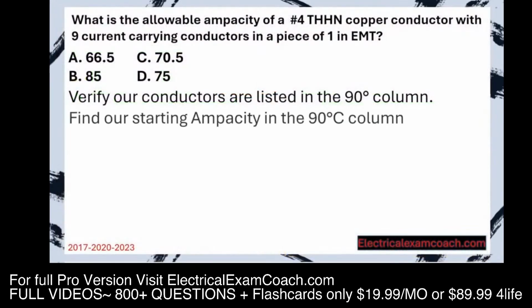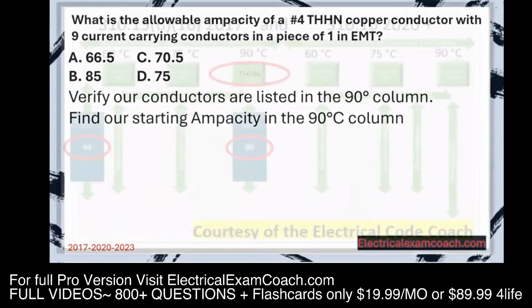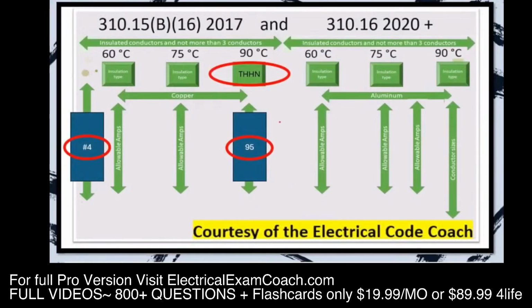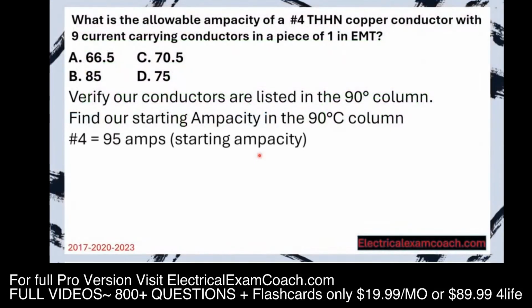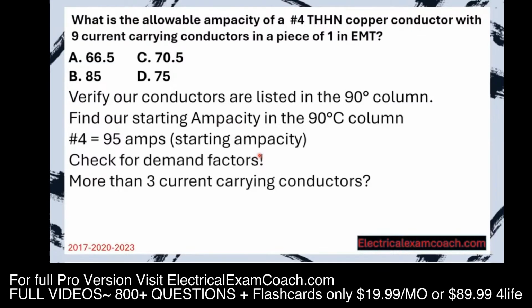Now, we're going to find our starting ampacity in the 90° C column. We head to our primary ampacity table. It's wanting a number 4 conductor, so we start on the left-hand side. We're going to come over and tee off with the 90° C column, and we're going to find out that it is 95 amps. That's our starting ampacity. Now, we must check for demand factors. Are there more than 3 current carrying conductors? There are, so we must apply the demand factor.